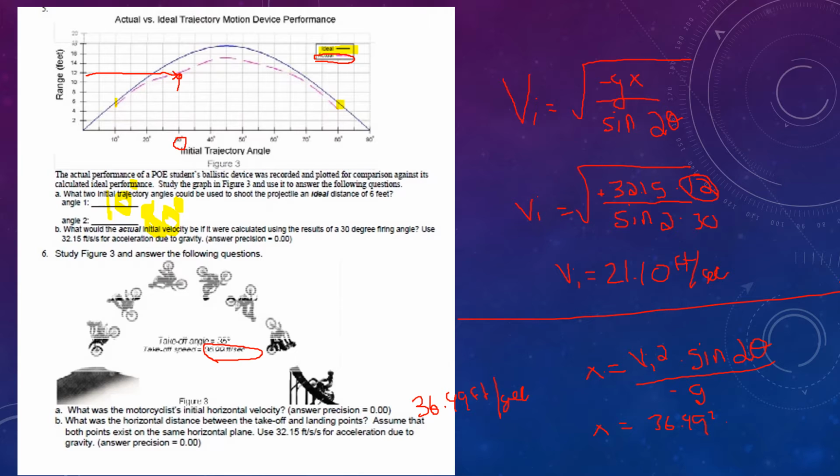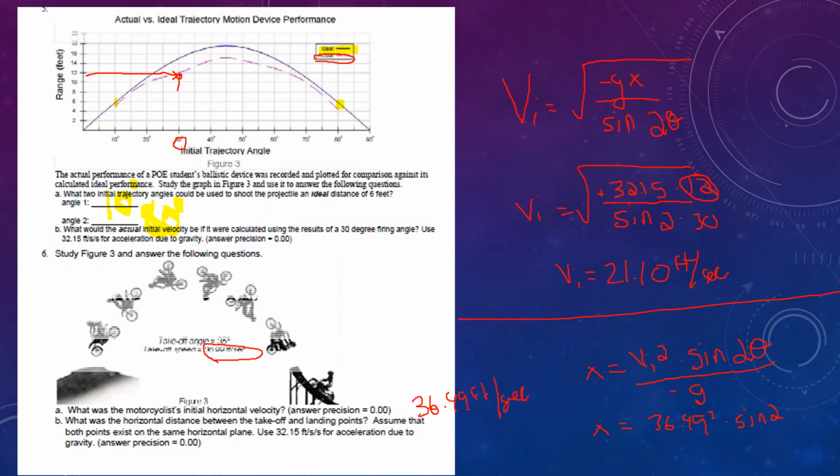Squared multiplied by the sine of 2 theta. Sine of 2. And over here it says, using the takeoff angle, we're going to try to find 35.